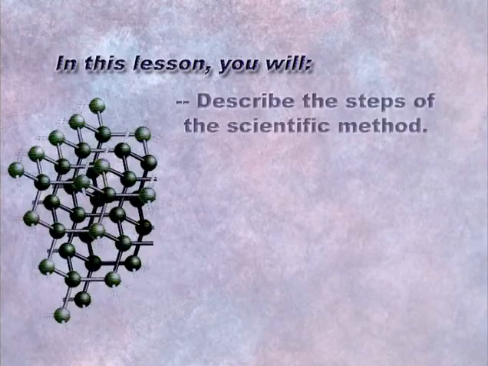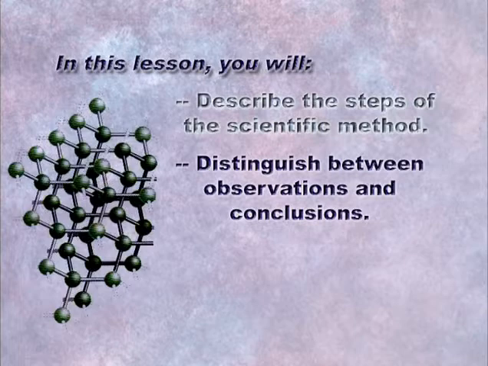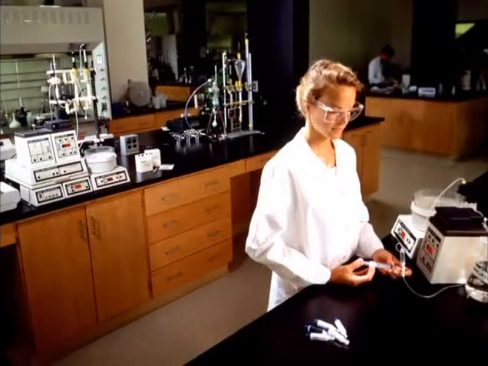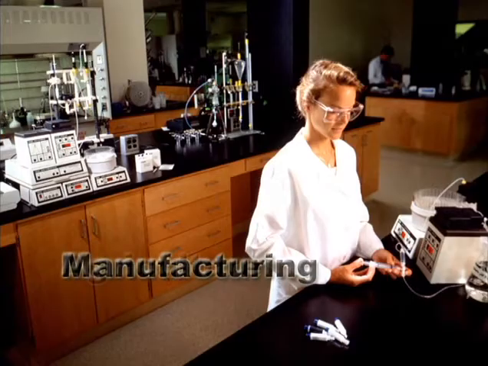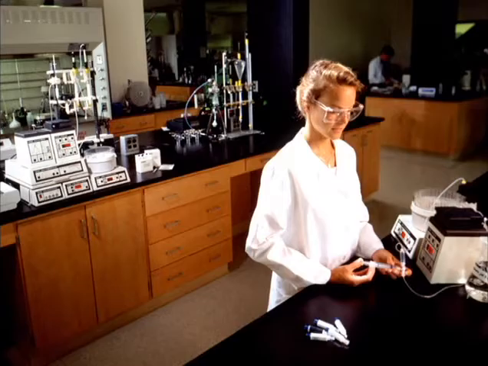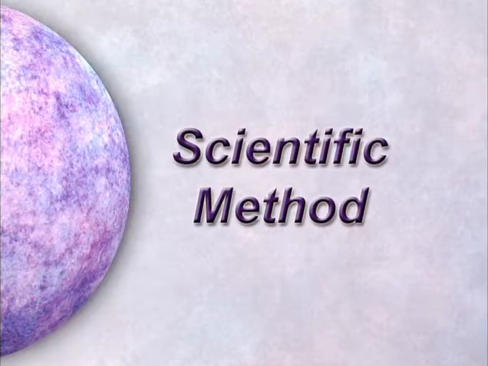During this lesson, you will describe the steps of the scientific method, distinguish between observations and conclusions, and identify qualitative and quantitative observations. Chemicals affect our lives in so many ways, from manufacturing to agriculture to medicine to space exploration. Have you ever wondered how discoveries leading to these products were made? Some were made by accident, but most were the result of careful research, using a logical approach to solving a problem. The way scientists carry out experiments is called the scientific method.